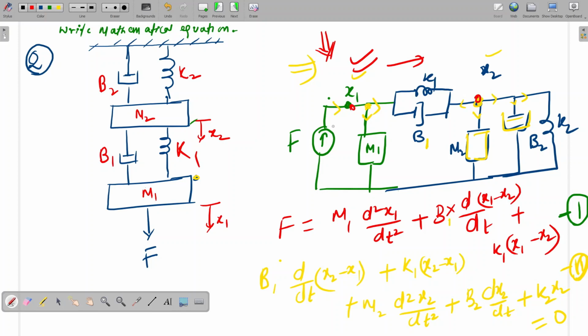After that, we can apply the simple KCL equation. So F should be equal to, in place of M, d square x by dt square. In place of damping, it will be d by dt. And in the case of the spring, it will be x1 minus x2. The second equation is clear to all? Otherwise, I will explain again.